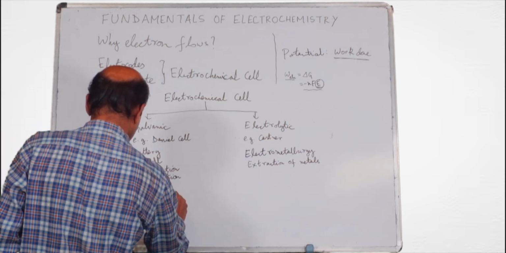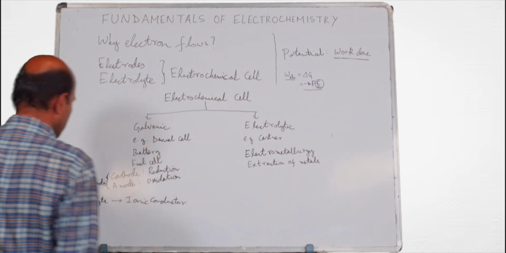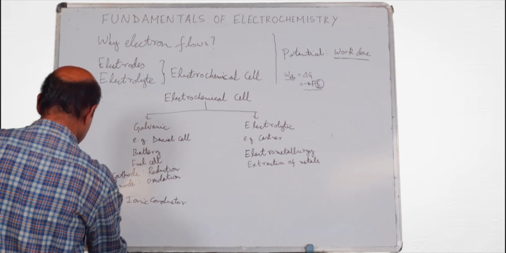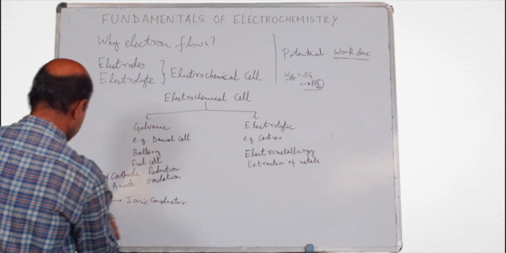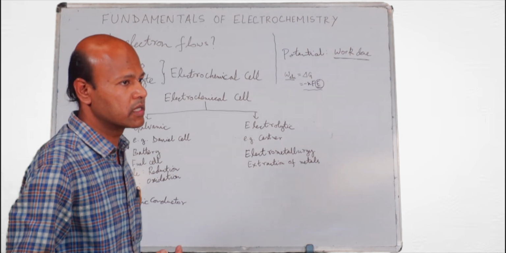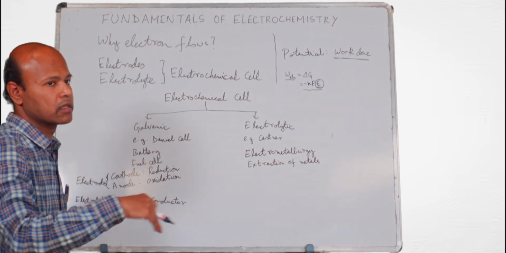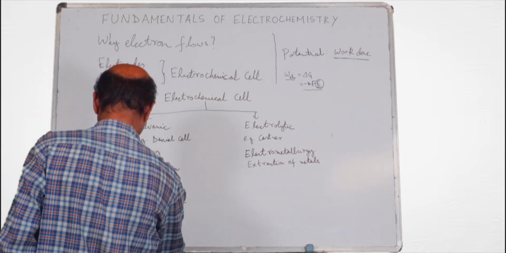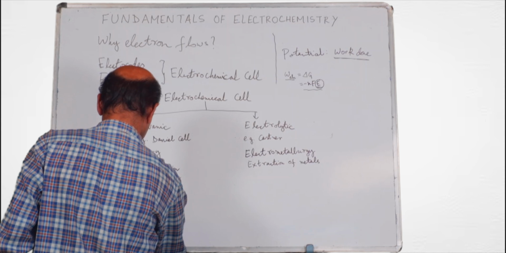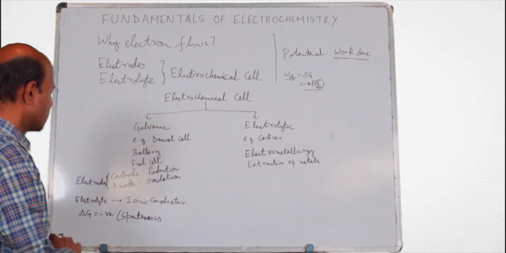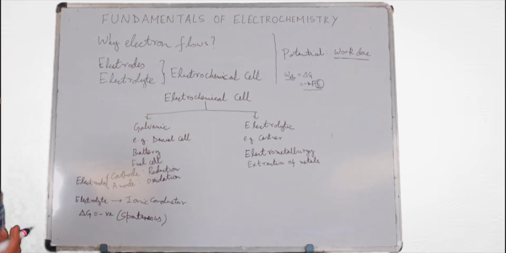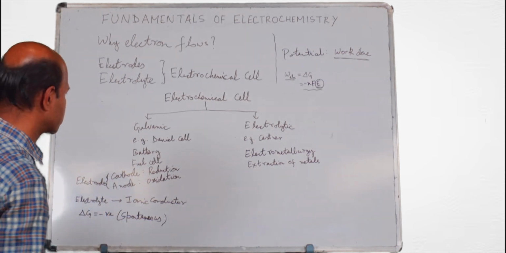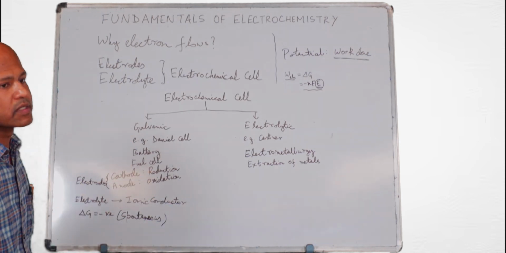And when you combine this, we get a free energy difference, delta G, that is negative. When you combine, it becomes negative. So then only the reaction happens. We say the cell is spontaneous. On its own, it will run. As long as this delta G is negative, it will give flow of electricity through the external circuit. And when it becomes zero, it will stop.